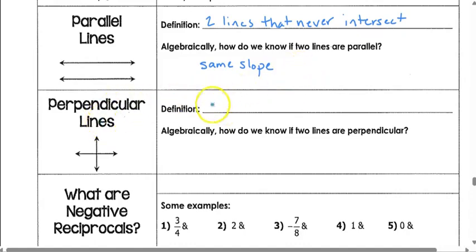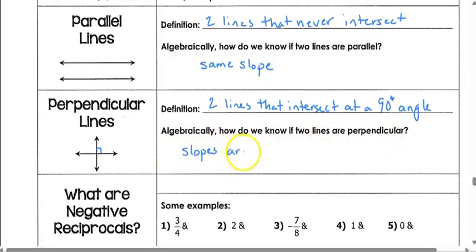Perpendicular lines are two lines that intersect at a right angle. Okay, or if we could call it a 90-degree angle. So if you look at these two lines where they cross right there, that's a perfect 90-degree angle.